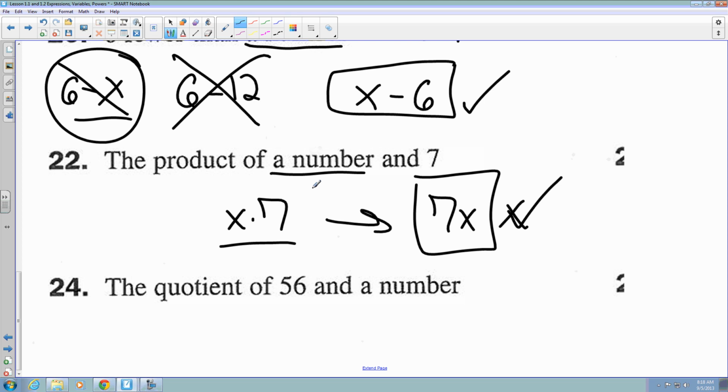And then the last one is going to be the quotient of 56 and a number. So right here we know that this is division, so I got 56, and we're going to divide it by a number, which we'll call x. And that is section 1.1, dealing with expressions and variables.